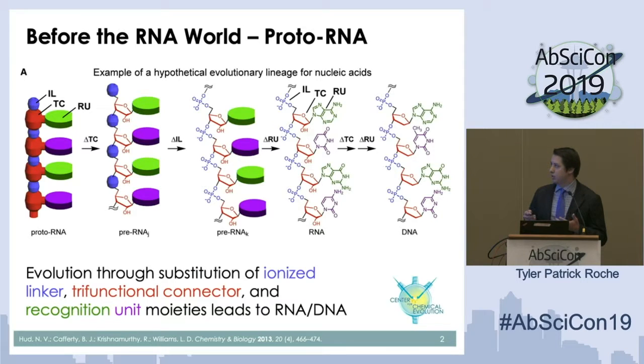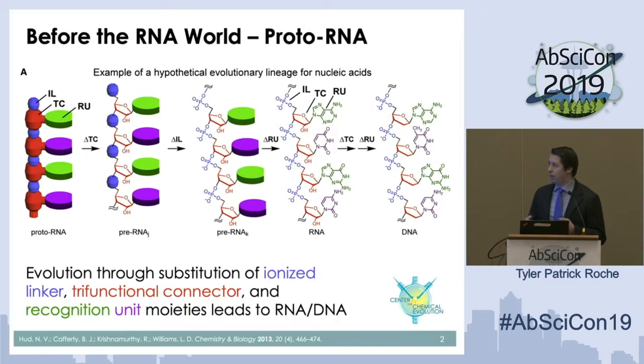So you can imagine that in the same way that you could have a modification from RNA to DNA by the removal of the hydroxyl group on the 2 carbon and the replacement of uracil with thymine, you could have had some other substitutions from a Proto RNA system, including substitutions of perhaps the ionized linker, which in RNA is a phosphate, the trifunctional connector, which in RNA is ribose, and the recognition unit components, which in RNA are the canonical nucleobases that we know.